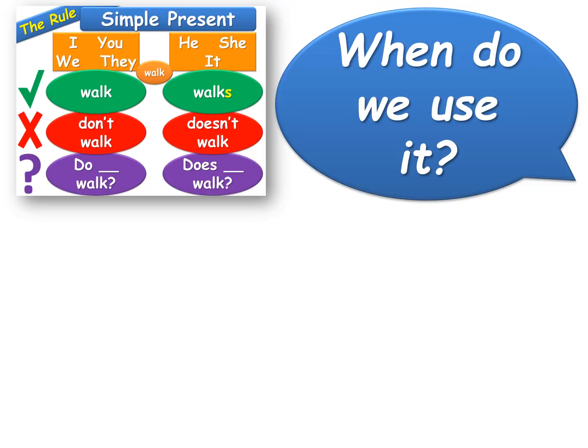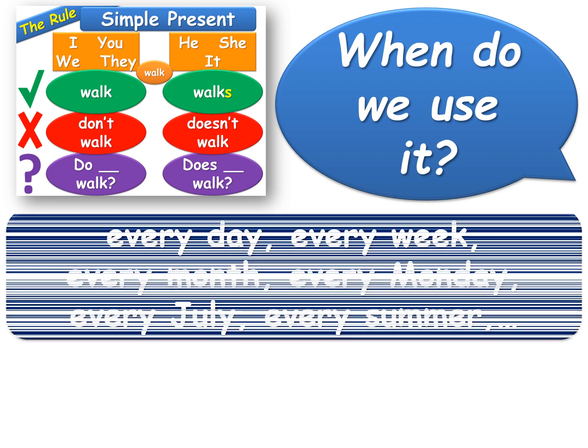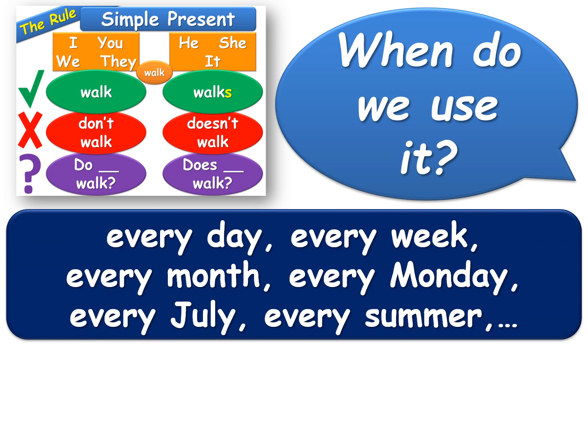Now moving on, when do we use the simple present tense? When do we have to use this rule? Well, when we're talking about things we do every day. I walk every day, or he walks every day, or every week, every month, every Monday, every July, every summer. So whenever you see every, we're going to use the simple present tense.